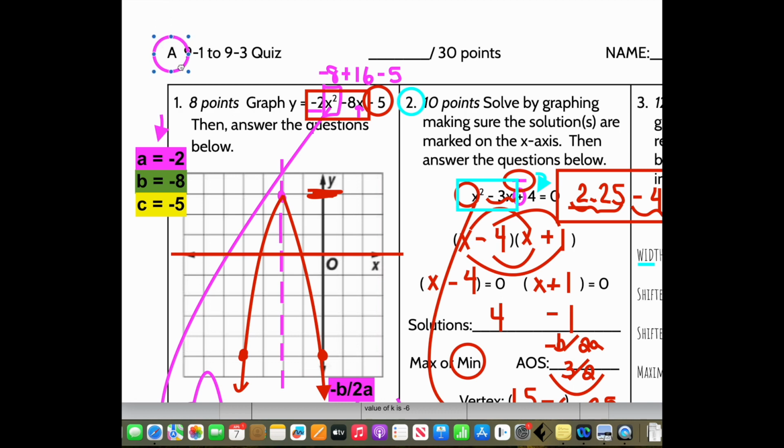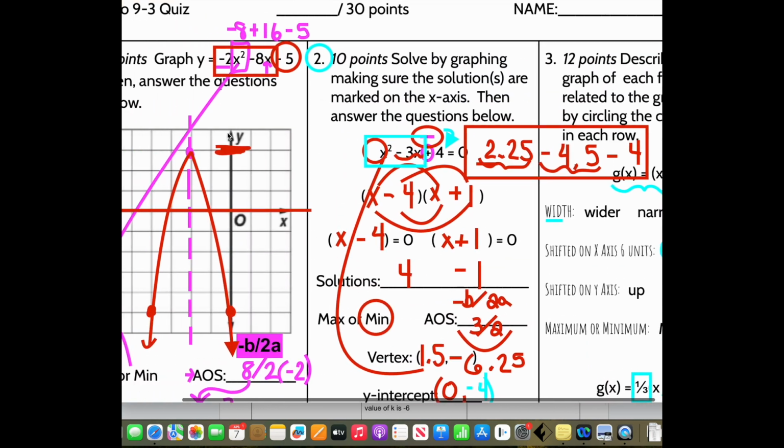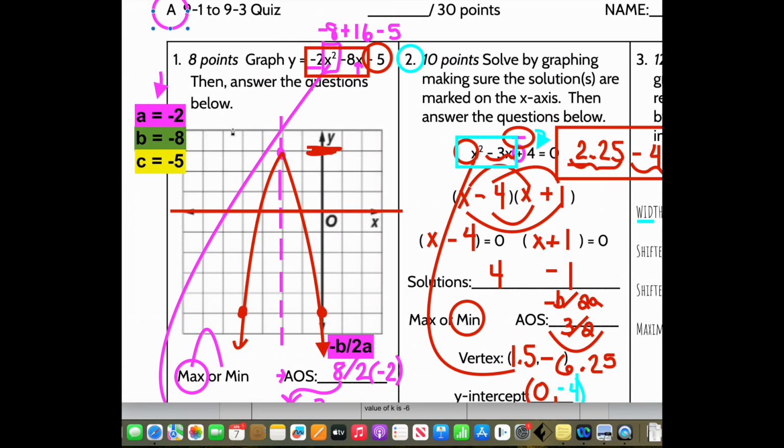I promise that you will have 3 questions just like this on your actual quiz. Just make sure you understand all of these components.